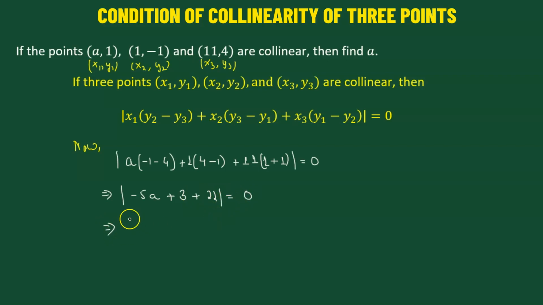So we now have the absolute value of -5a plus 25 equals 0. Or we can say -5a plus 25 equals 0. Solving for a, we get a equals 5. So this is the value of a, for which the points a comma 1, 1 comma -1, and 11 comma 4 are going to be collinear.